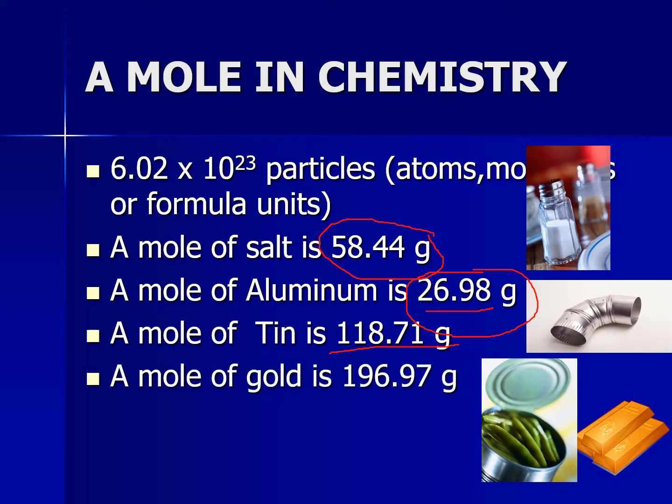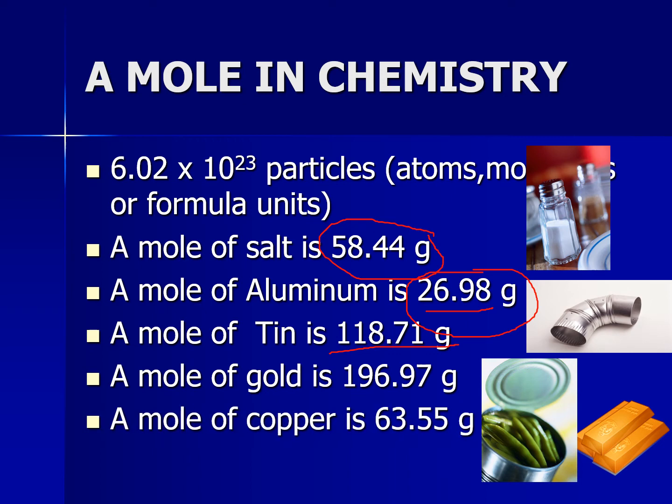A mole of gold is 196.97 grams. So find gold on your periodic table, number 79, and you should see 196.97. A mole of copper is 63.55 grams. So copper is number 29 on the periodic table. You find that box for copper, symbol is Cu, and you should see 63.55 grams.